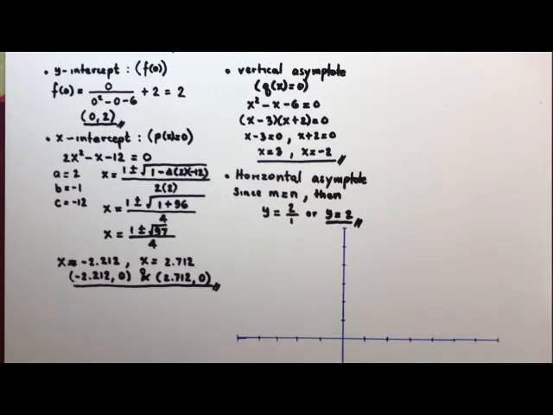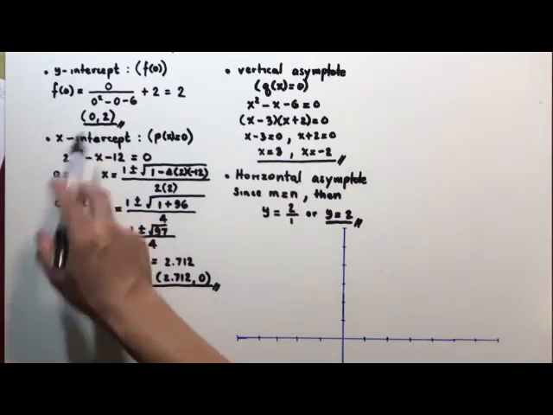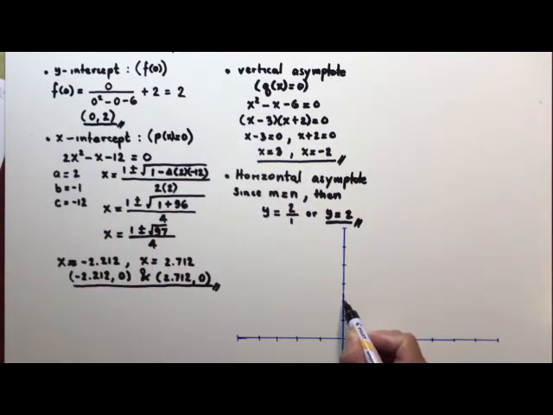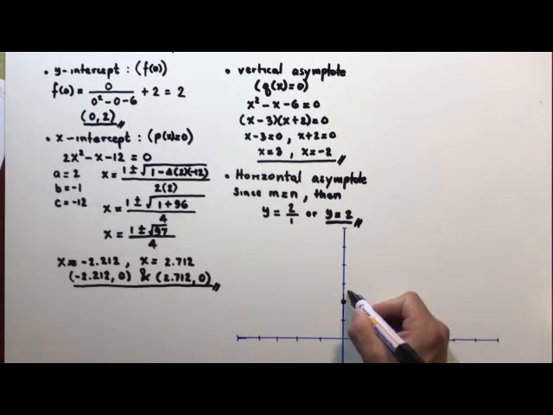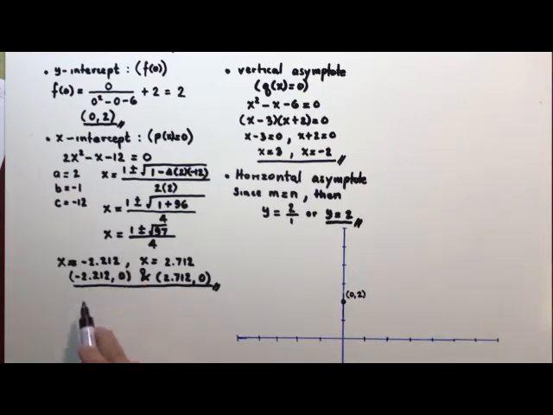So we can initially plot our rational function here, by plotting our points of interest. First, our y-intercept is 0, 2, so 1, 2, it's here. So this is our y-intercept 0, 2, and we have our x-intercept, which is negative 2.212, so 1, 2.2 here. And also we have 2.7, 1, 2.7.